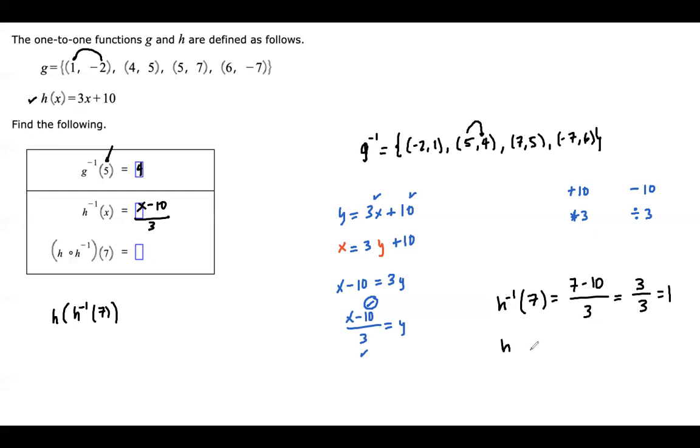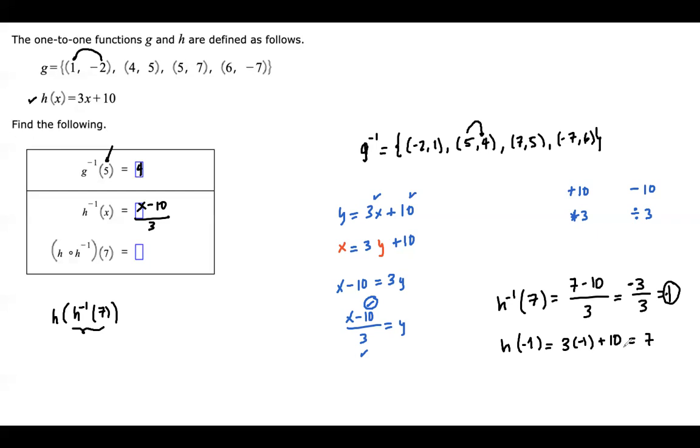So you're going to end up with h of minus 1, because the entire inverse function with an input of 7 gets you an output of minus 1. So then if you do h with a minus 1, meaning the original function, you use that minus 1 as an input on the original function, and you're going to end up with 3 times minus 1 plus 10. And that will get you a 7.